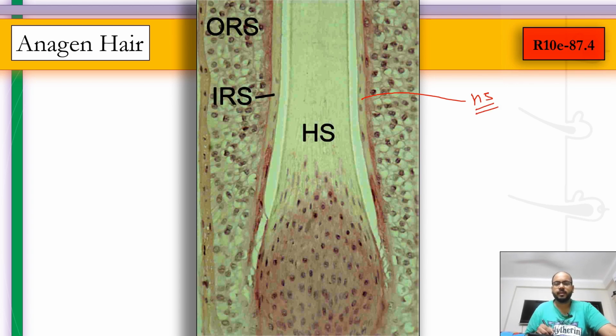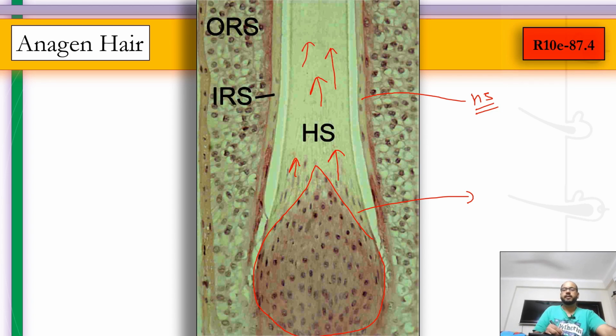Okay. We have the hair bulb. This is the bulb hair. And these are all the collection of stem cells which is dividing to form the hair shaft. So HS is hair shaft, and the hair shaft grows in distal direction outside the hair canal. Okay, we have the inner and the outer root sheath. So this is the outer, while this thin one is the inner root sheath. Clear? Let's move forward.